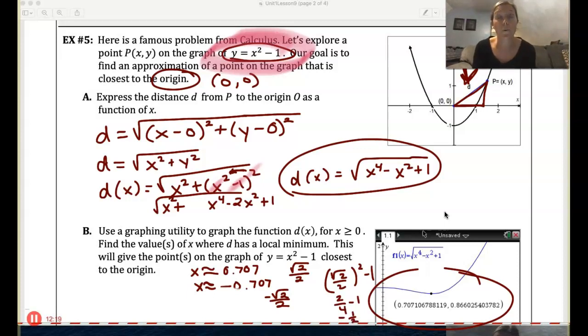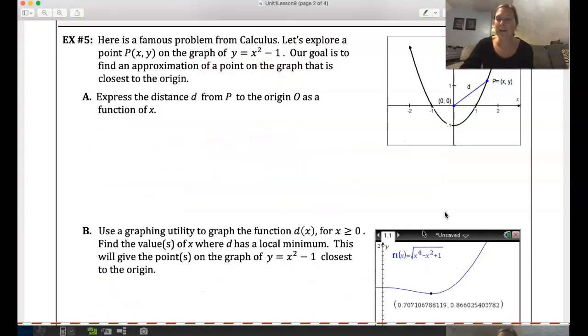Because I'm trying to find the ordered pair on the graph y squared minus 1. So my minimum x value occurs at the square root of 2 over 2. When I plug that back into the original y function, I get negative 1/2. So my point that is closest to the origin is going to be the square root of 2 over 2, negative 1/2. And then, since it's symmetric, negative root 2 over 2, negative 1/2. That's a good problem. And you're going to love them when you get to calculus. Okay, here we go. Moving on.